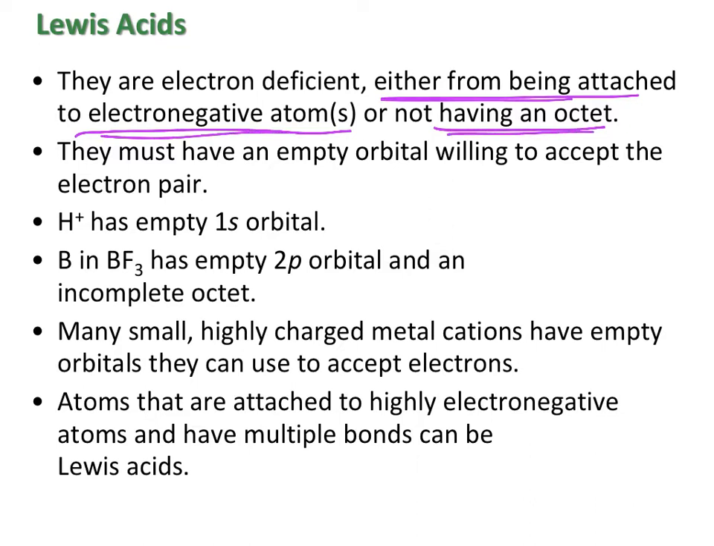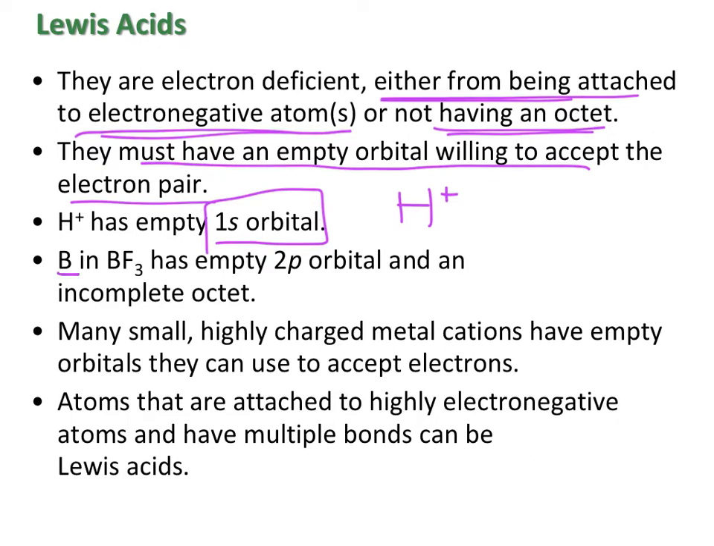Lewis acids must have an empty orbital where they can accept that pair. For example, H plus has no electrons, so what it has is just an empty 1s orbital. This is electron deficient, so that means it can act as an acid. Now boron in BF3 has an empty 2p orbital and an incomplete octet.